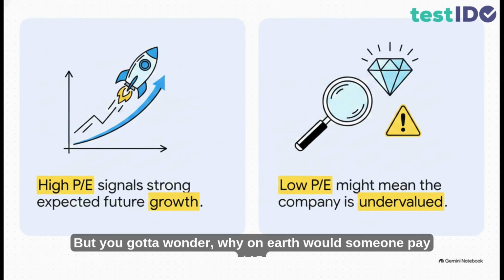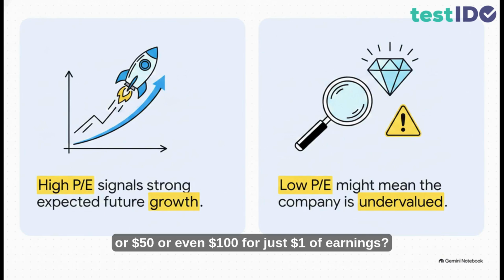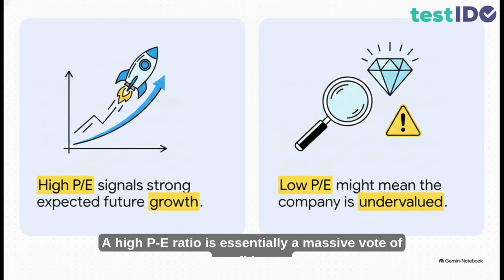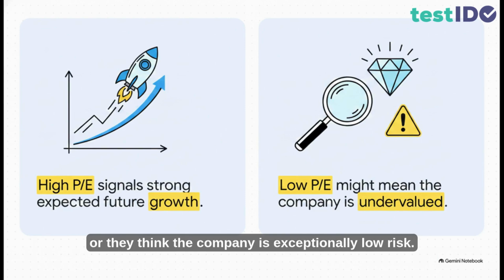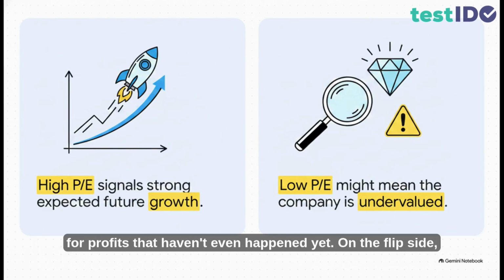But you gotta wonder, why on earth would someone pay $15 or $50 or even $100 for just $1 of earnings? Well, this is where market expectations come in. A high PE ratio is essentially a massive vote of confidence. It signals that investors expect incredibly strong future earnings growth, or they think the company is exceptionally low risk. They're happily paying a premium right now for profits that haven't even happened yet.